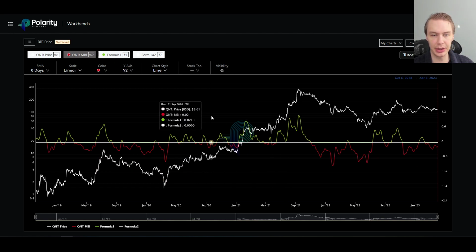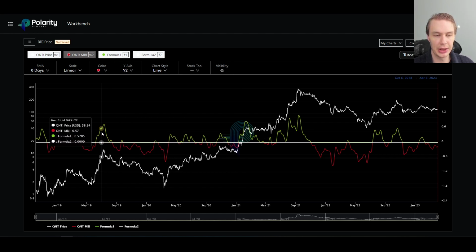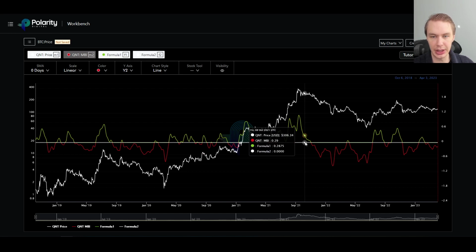All right, so the final model I wanted to talk about is a bit different. This is the momentum bias indicator. It quantifies momentum in the market. So when you're above zero, that's this white line, that's bullish.